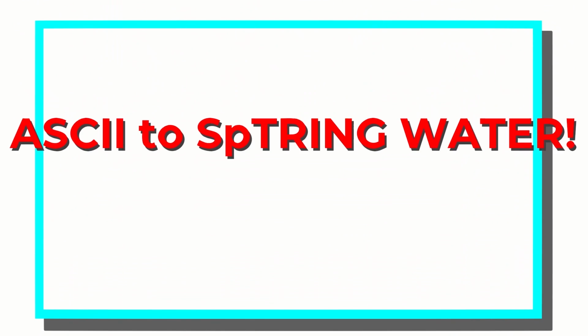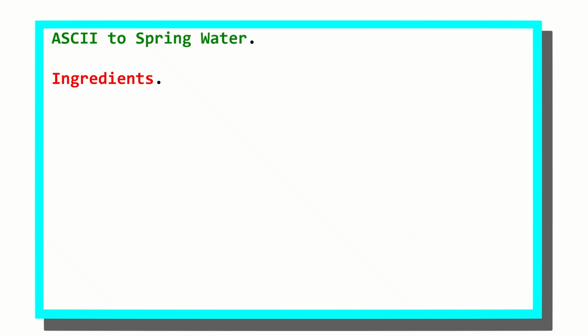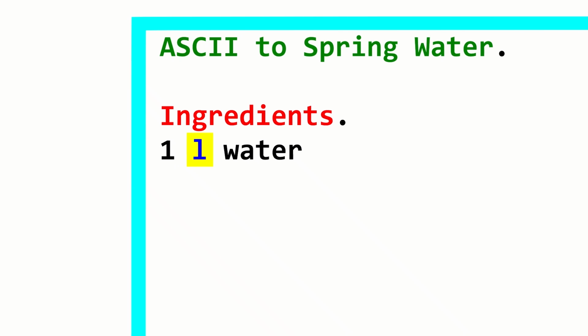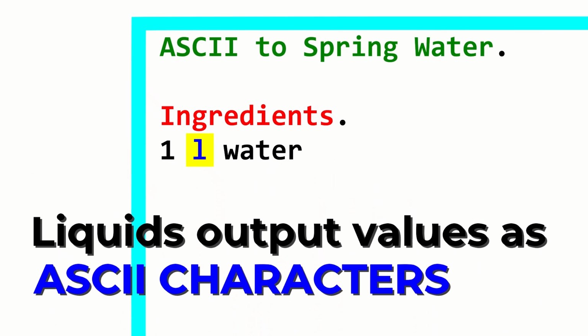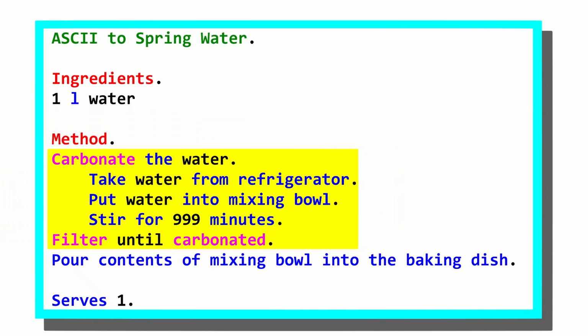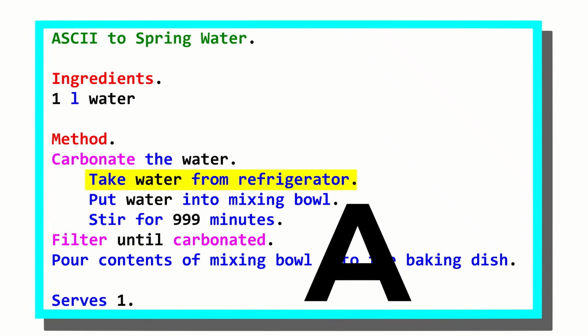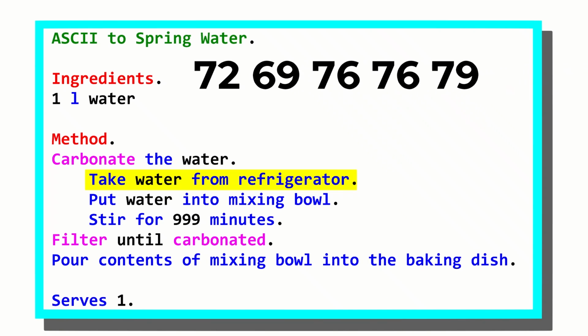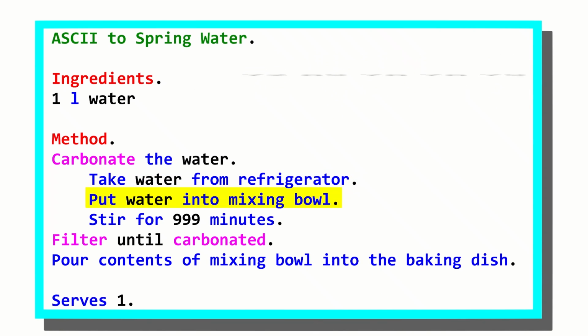So here we have ASCII to string water. The ingredients are, unsurprisingly, water. And just water because it's water. Water is a liquid since it's measured in liters, which means it will output its values as ASCII characters rather than numbers. So this program loops in, reading all of our input and puts them into a liquid ingredient, converting the ASCII codes to actual ASCII characters and terminating at 0 because that's the way loops work. And so this program converts an ASCII code message back into a string.